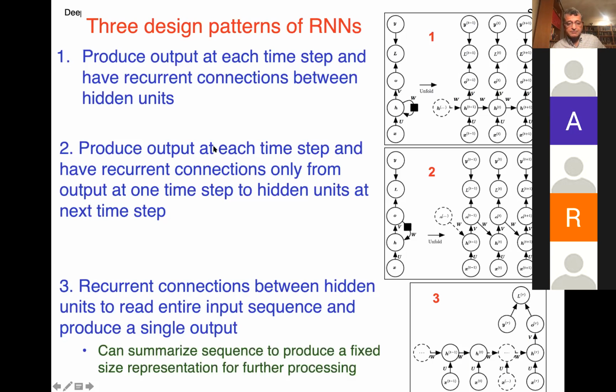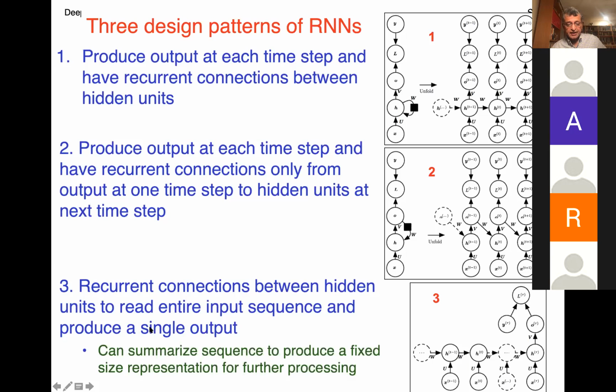The second model says produce output at each time step and have recurrent connections only from output at one time step to hidden units at next time step. So there's no connection between the hidden units here. Hidden unit is a big vector here. Producing an output, well, can't we use what was output before and use that as input, all right? So this is just using what was produced, and that brings in some kind of simplification when the full process of dealing with the full memory of the hidden units.